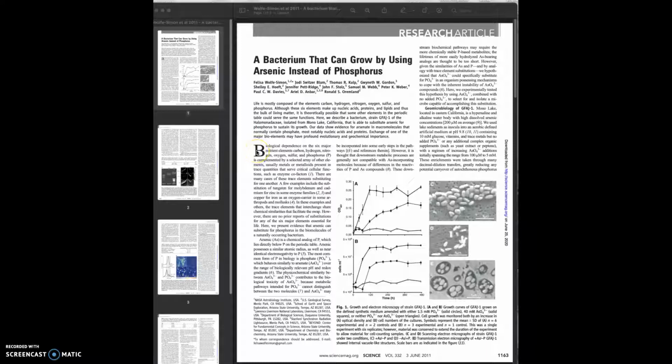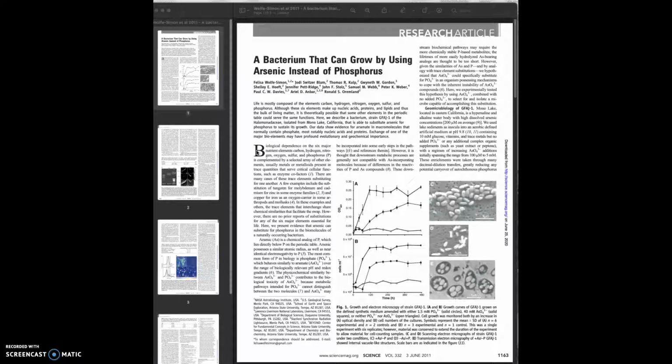If we look at this particular article, we're going to start right away and see that the very first sentence is that big picture interest thing. Biological dependence on the 6 major nutrient elements: carbon, hydrogen, nitrogen, oxygen, sulfur, and phosphorus, is complemented by a selected array of other elements, usually metals or metalloids present in trace quantities, that serve critical cellular functions such as enzyme cofactors. Now, there's a lot in that sentence, but that sentence is telling us an awful lot of information that's already widely accepted by the scientific community, and also leads us into the central provocative point of this article.